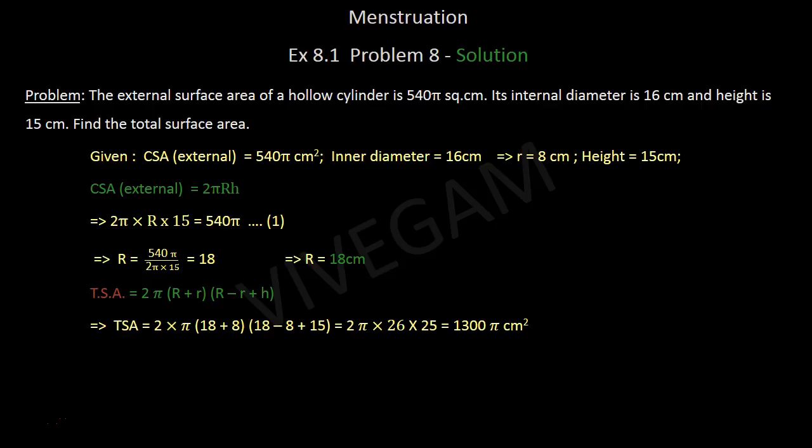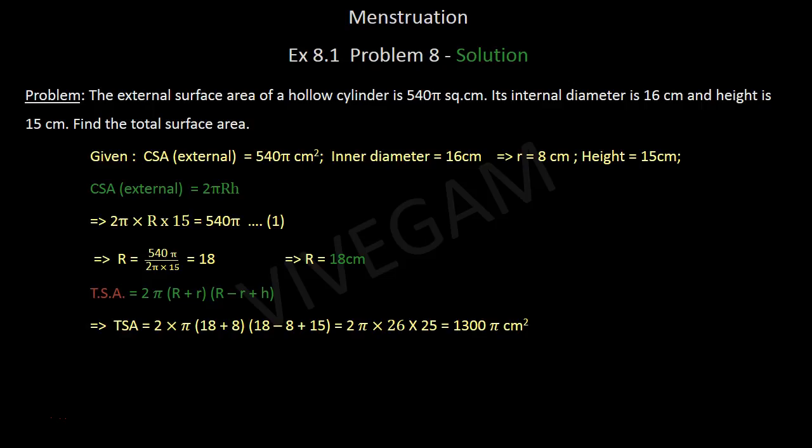Given CSA external equal to 540 pi centimeter square, inner diameter equal to 16 centimeter, implies radius equal to 8 centimeter, half of diameter, height equal to 15 centimeter. The formula for CSA external is 2 pi into capital R into H. So 2 pi into capital R into H, which is 15, is equal to 540 pi. This is the reason we don't need to substitute 22 by 7. Since they have given pi here, this pi and this pi will get cancelled.